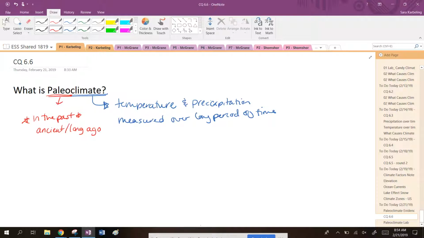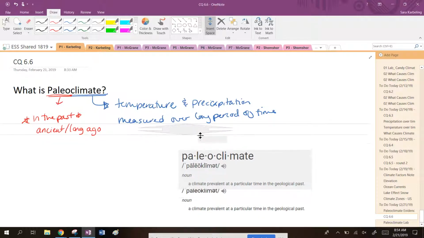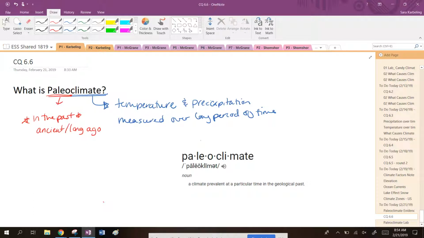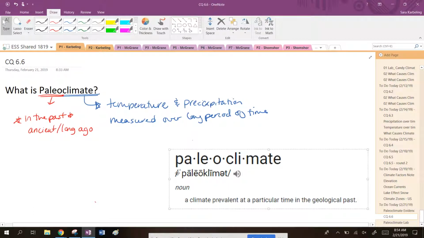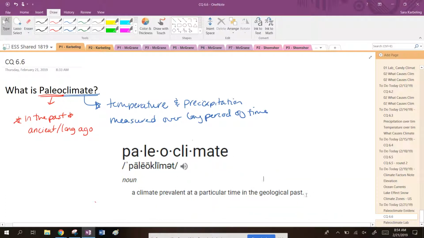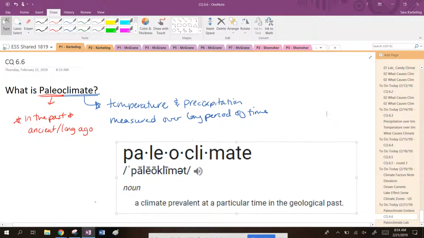It's one of those words that sometimes seems a little scary. Like, what? Paleo? What? I Googled it just to see how they defined it. And Google knows everything. Well, that was a sarcastic comment. Paleoclimate, it's not very big, you can't see it very well: a climate prevalent at a particular time in the geological past. Yep. So we got the right idea. The temperature and precipitation, the measurements at a particular time in the geologic past.